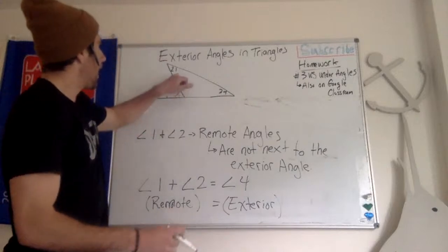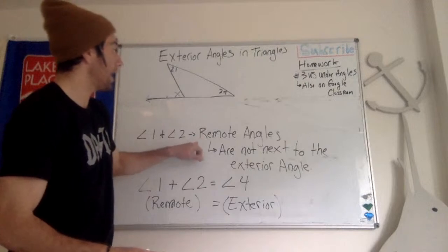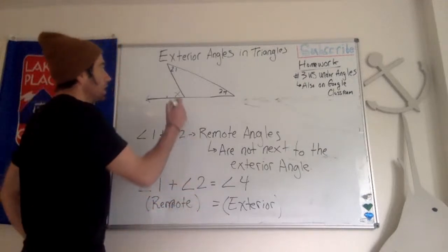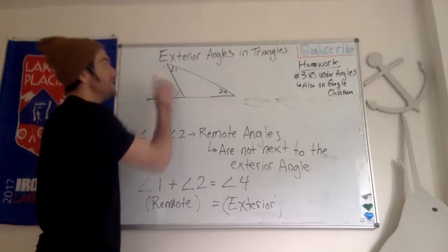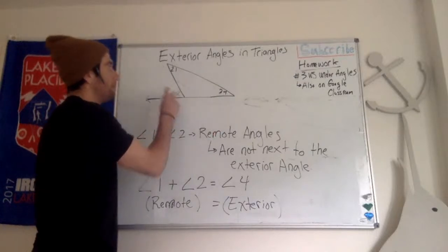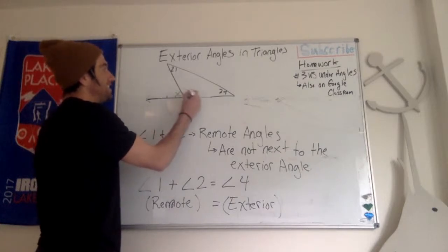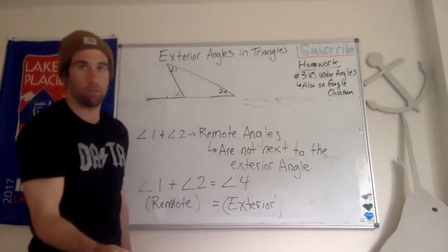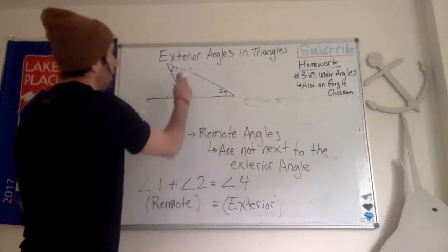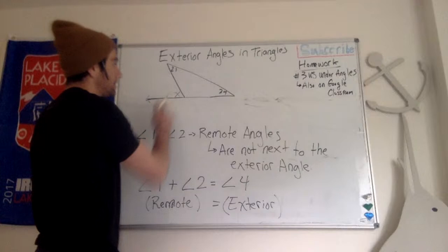So I have 21 and 34 are known as what? Remote angles. And how do I know they're remote angles? Well, this is my exterior angle. Remote angles are just not next to my exterior angle. Since the only angle that's next to the exterior angle is here, that means these other two angles are known as remote angles. So now I know that these should add up and will always equal whatever my exterior angle is.